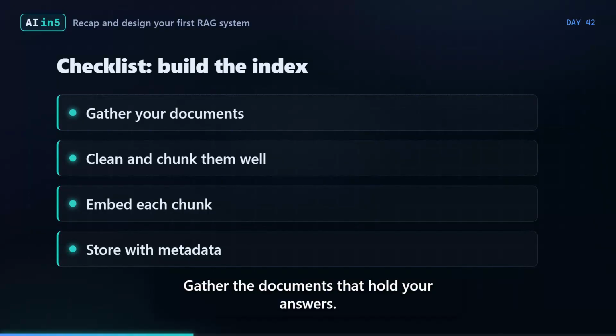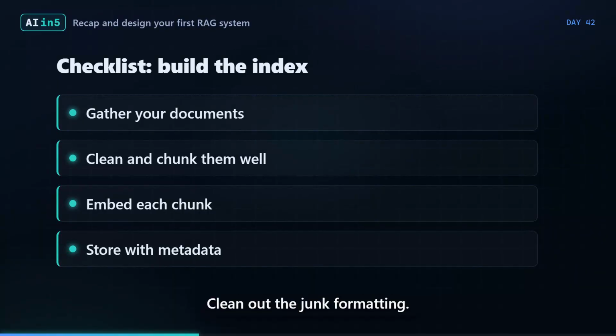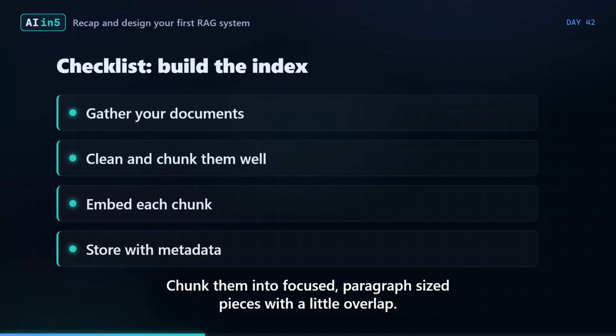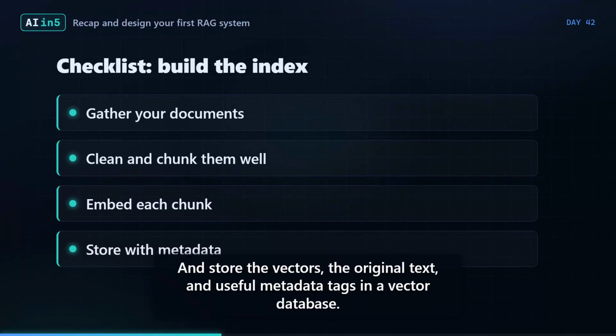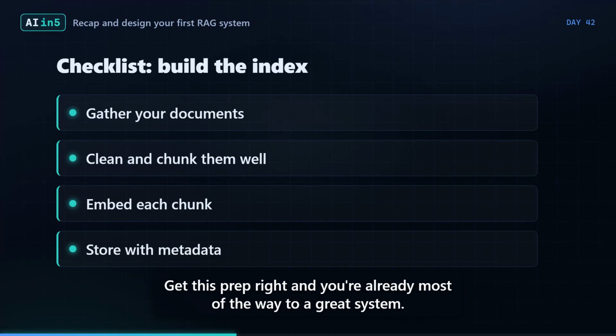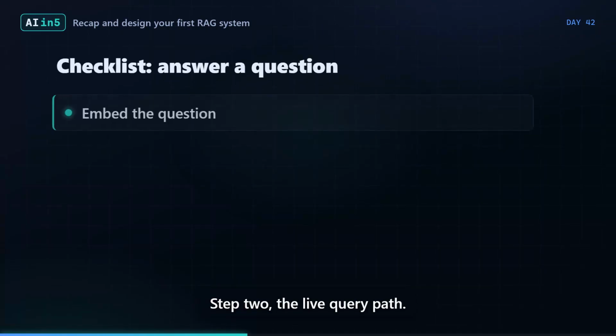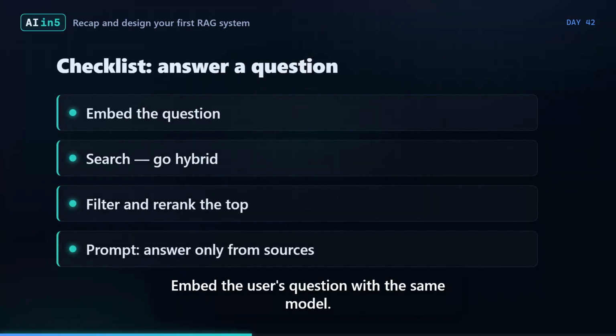Step 1, the index. Gather the documents that hold your answers. Clean out the junk formatting. Chunk them into focused, paragraph-sized pieces with a little overlap. Embed each chunk with a good embedding model. And store the vectors, the original text, and useful metadata tags in a vector database. Get this prep right, and you're already most of the way to a great system.